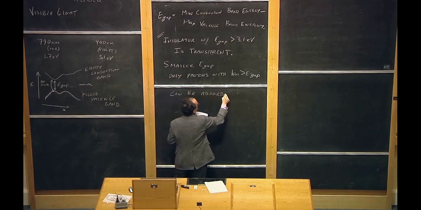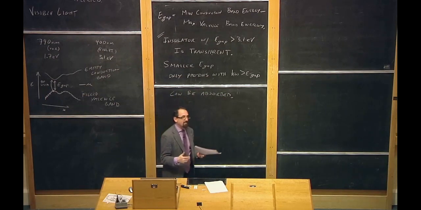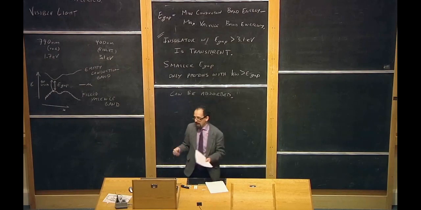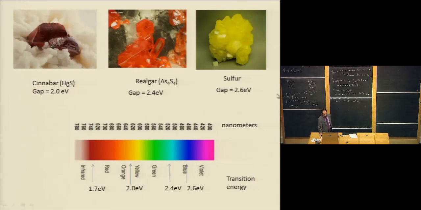So some colors are absorbed and some colors are not absorbed, and this gives many materials the colors that we actually see. So let me show you a couple examples. Down here is our usual rainbow with the energies of the photons written on them, 1.7 eV up to 2.6. Way out here is about 3.1 eV. If you look at this material, cinnabar, it's mercury sulfide. Its gap is about 2 eV.